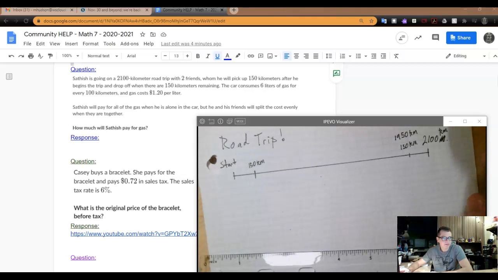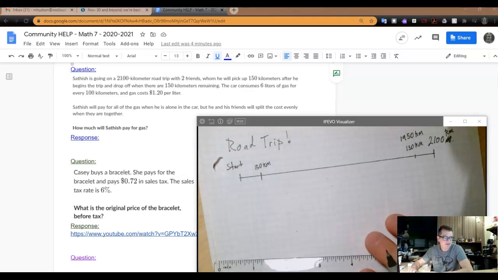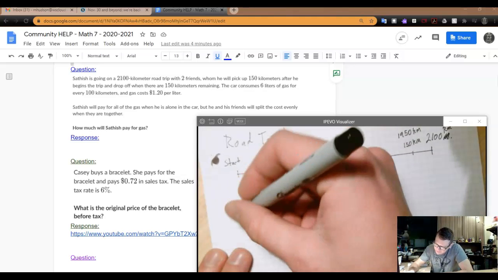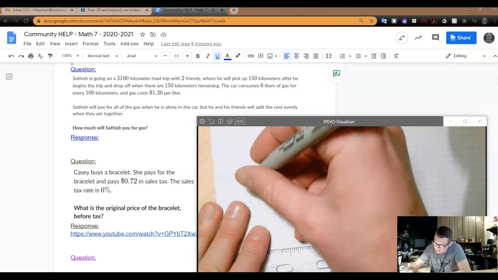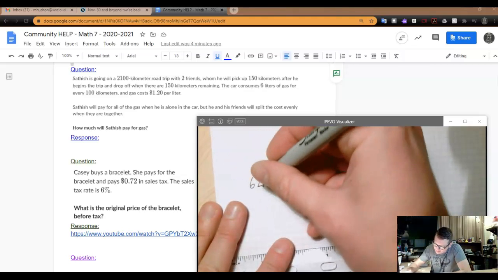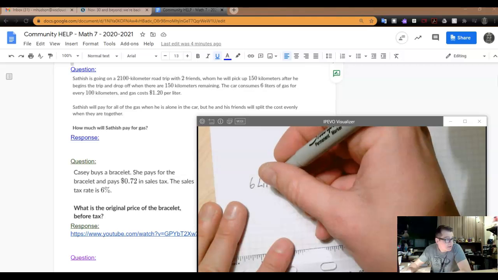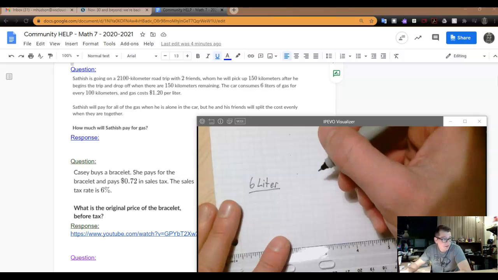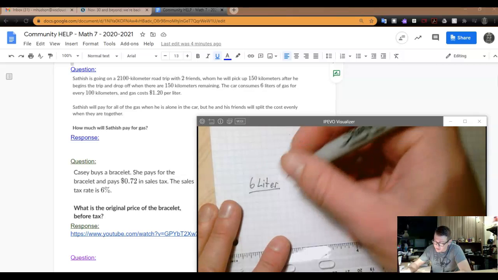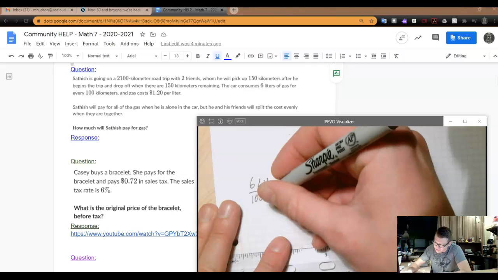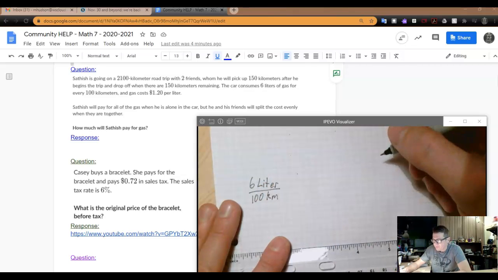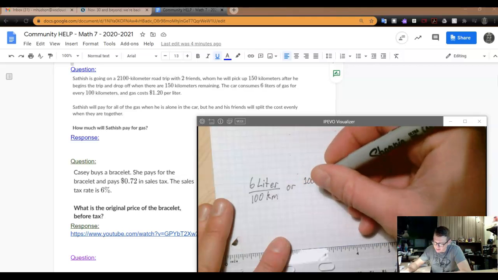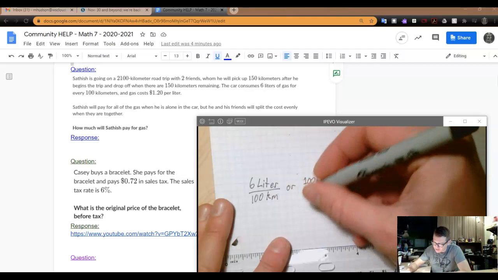So the car consumes 6 liters of gas for every 100 kilometers. I'm going to move down the page a little ways so that I have space. How do they spell liter here? You'll find that there are a couple different ways to spell liter depending on what part of the world you're in. 6 liters for every 100 kilometers, or we could write this as 100 kilometers over 6 liters.